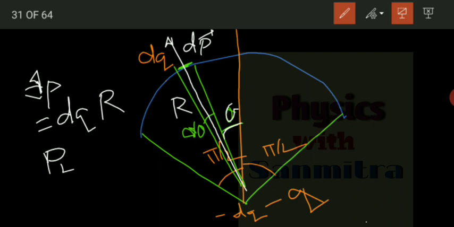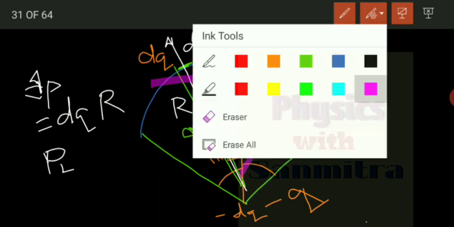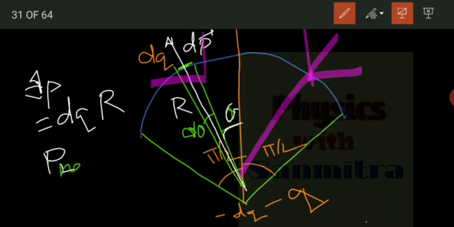So for the net dipole moment, this dp I can resolve into two components. One is dp cos theta upwards and dp sin theta this side. And again, when I calculate dp on the other side, dp cos theta will be upwards and dp sin theta will be this side. So dp sin theta will eventually cancel out. So the net dipole moment that will remain is the integration of dp cos theta.